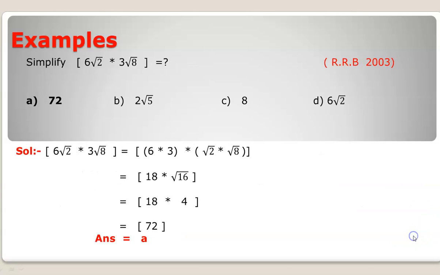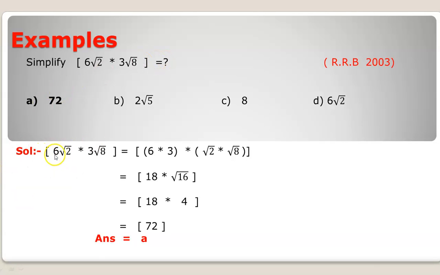So next, simplify 6 root 2 into 3 root 8 is equal to what? Again 4 options are given here. A is 72, B is 2 root 5, C is 8 and D is 6 root 2. Let us see the solution.